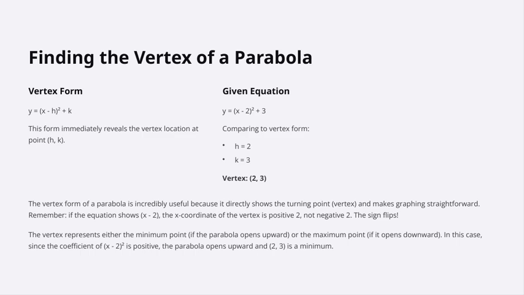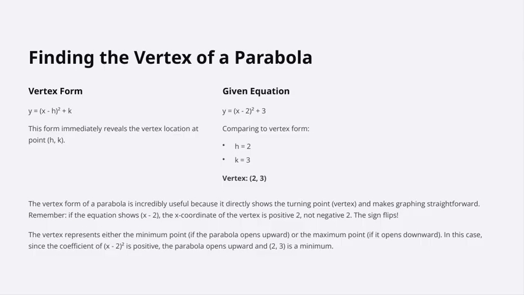So the vertex is at the point (2, 3). One important thing to remember is that the sign in front of the h inside the parentheses flips when identifying the vertex. If the equation shows x minus 2, then the x-coordinate of the vertex is positive 2, not negative 2. The vertex is a crucial point because it represents either the minimum or maximum of the parabola.